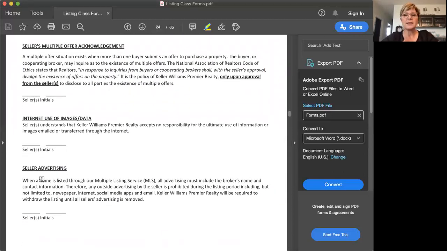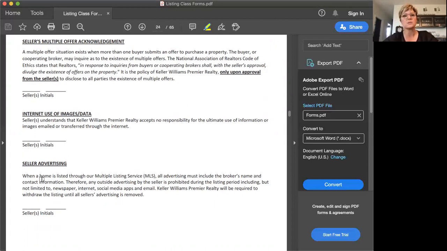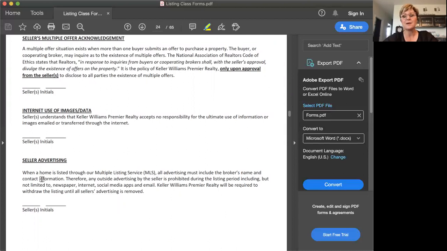Multiple offer. By initialing here, they are giving you the authorization to disclose to everybody that they are in a multiple offer situation when you're in that situation. Okay. If they do not initial or they refuse to initial there, then you do not have the right to disclose that. Okay. Now they can change their mind later, then you just want to get that changed, right, or initialed.